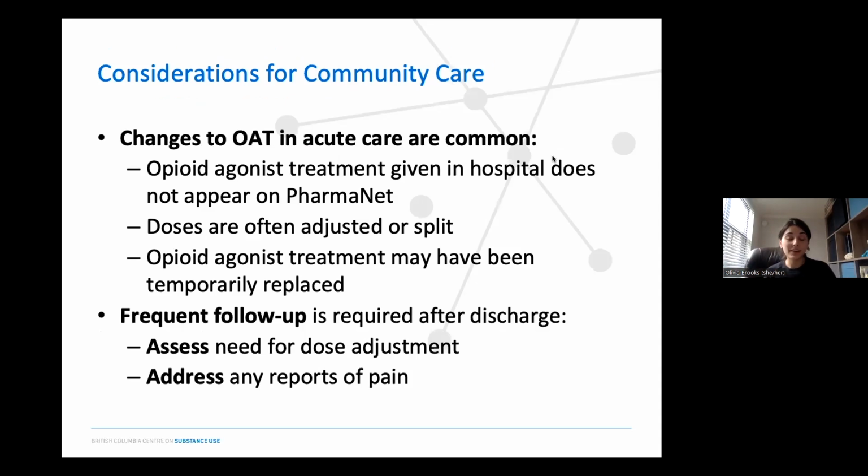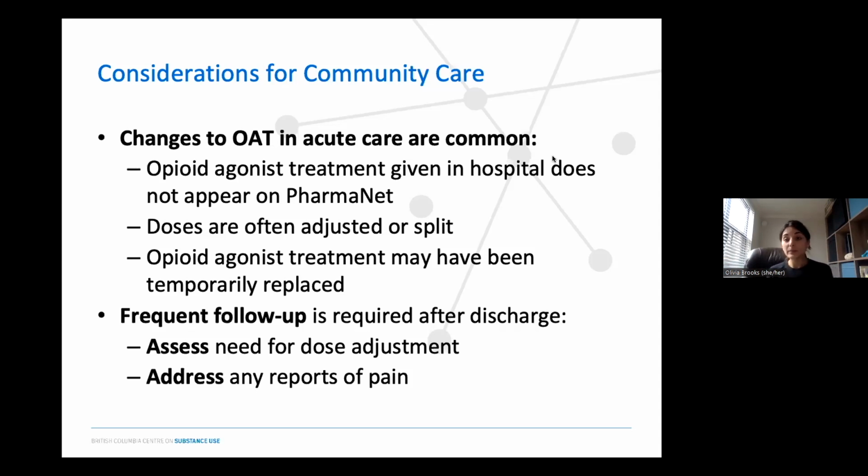In hospital, changes to OAT are really common, and opioid agonist treatment doses that are given in hospital don't show up on PharmaNet. So that's really important to know. It doesn't mean the person hasn't had it; it just doesn't show up. Doses are often adjusted or split if someone is unwell or there are other indications for splitting their opioid agonist therapy. It may temporarily have been replaced. So if someone has QTc prolongation or an acute kidney injury, we may rotate to something else for that acute period and then put them back either on that original form of OAT or something more appropriate based on their current medical status. Hopefully that would have been discussed with you if you're the person taking over their care, but this is just a window into how things might happen with someone's OAT while they're admitted.